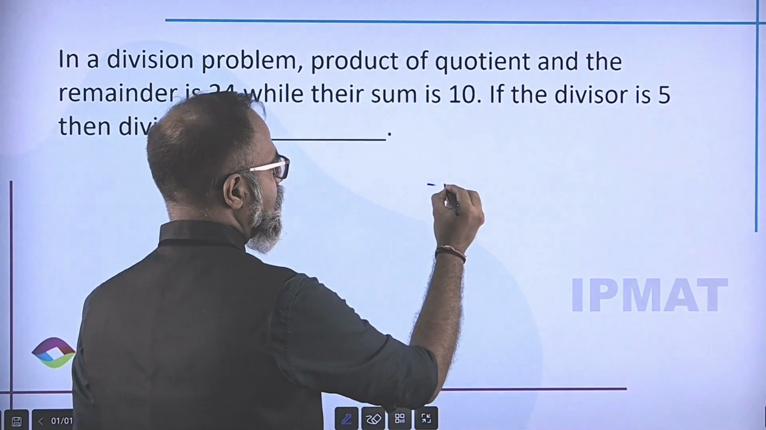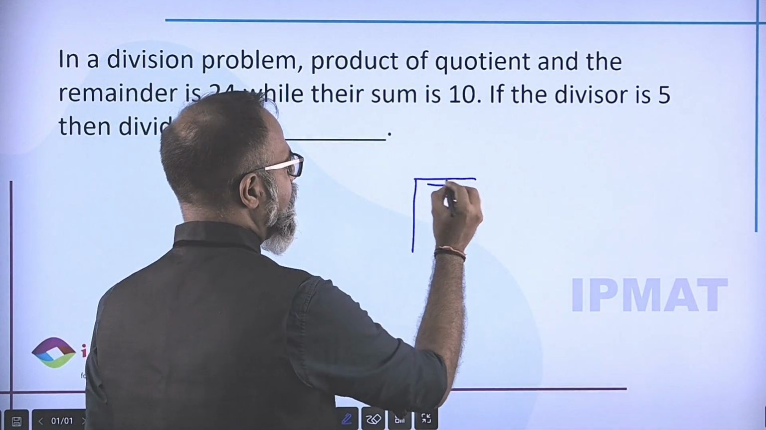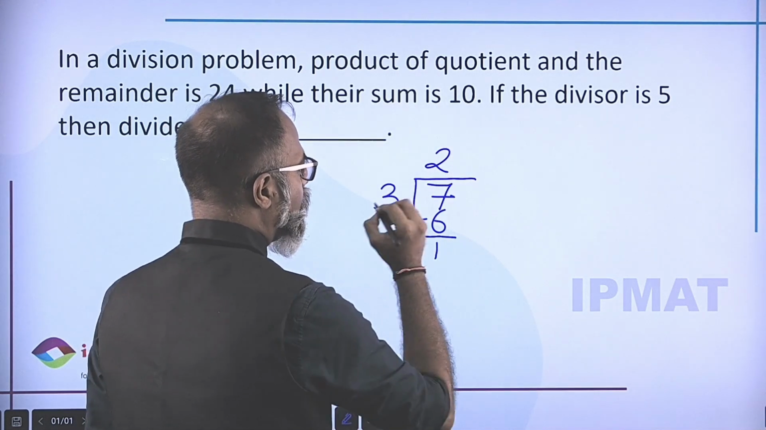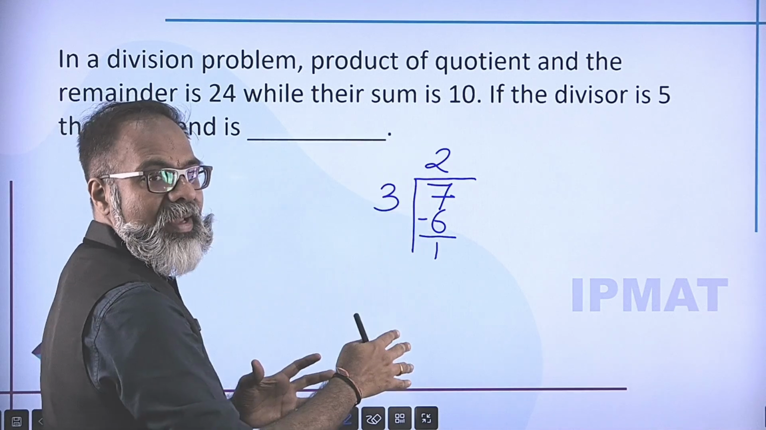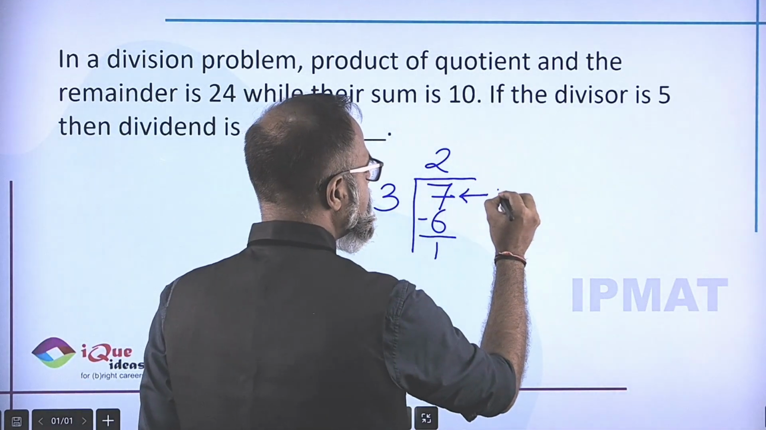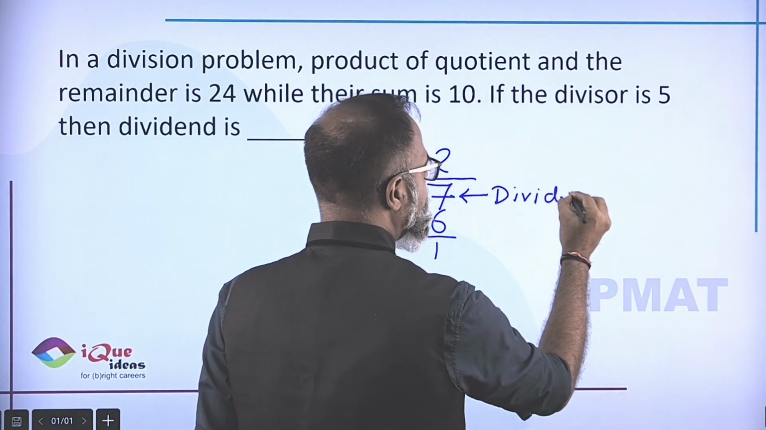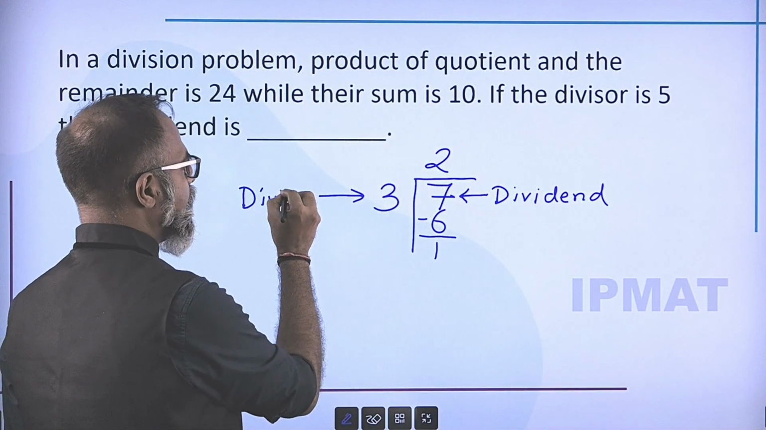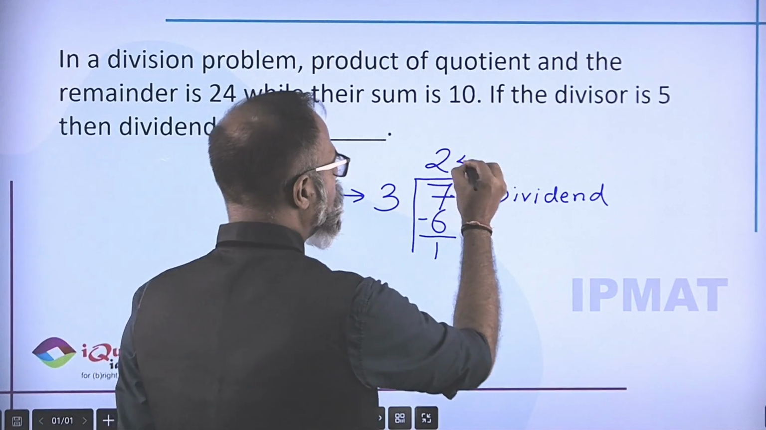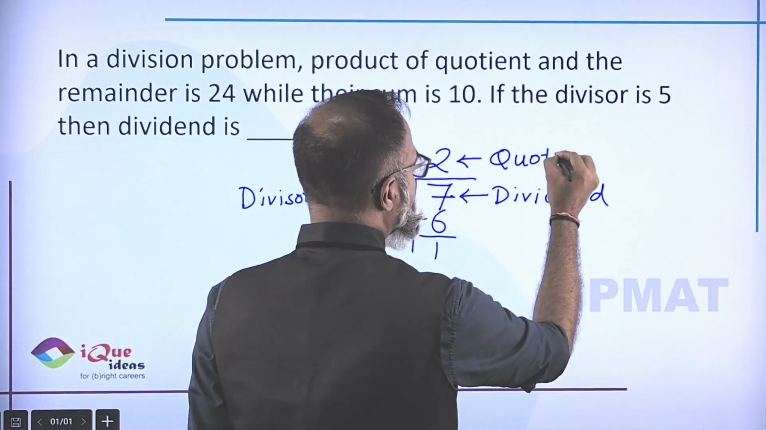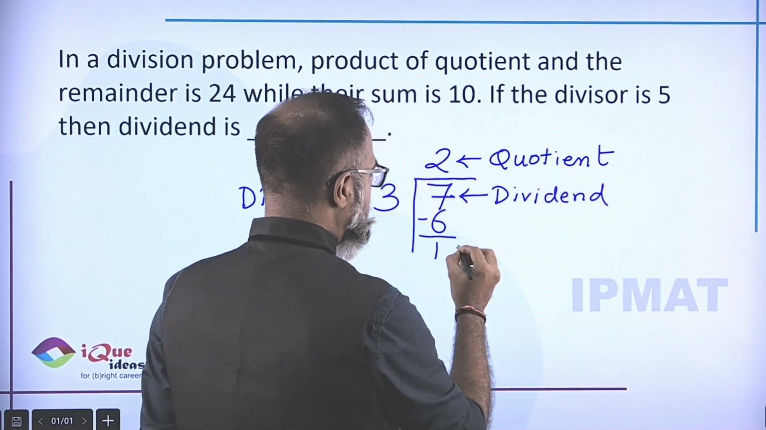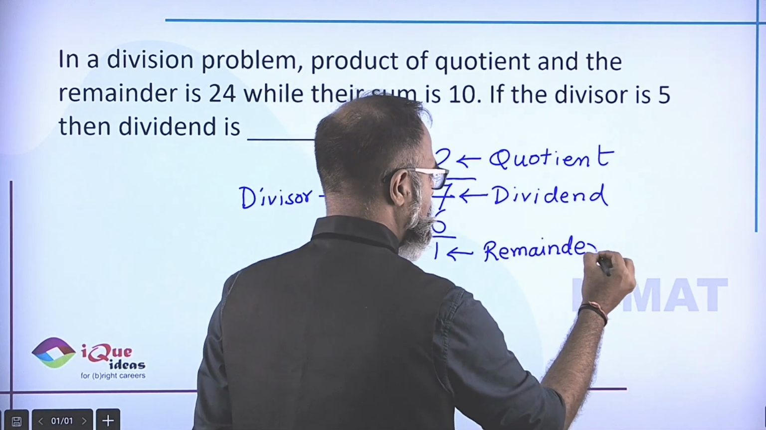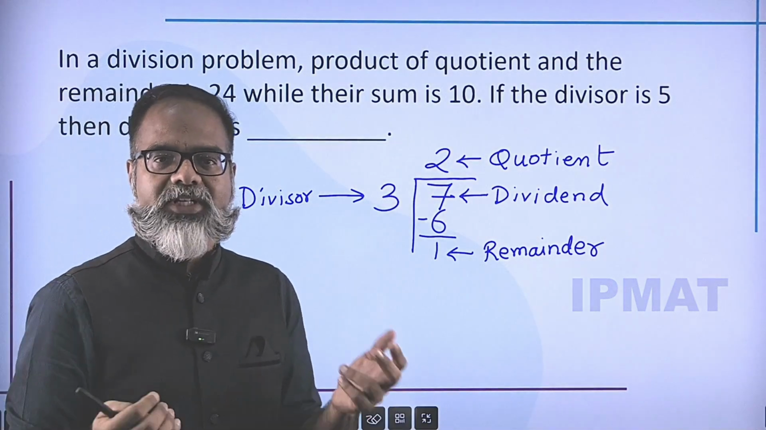So let's take an example. If I say 7 is to be divided by 3, then 3 twos are 6, I get 1, right? So how do we name these terms? Then 7 is known as my dividend. 3 in this case is my divisor. 2 is known as my quotient, and 1 which is left over is what you call the remainder. Literally remainder, what remains, what is left over.